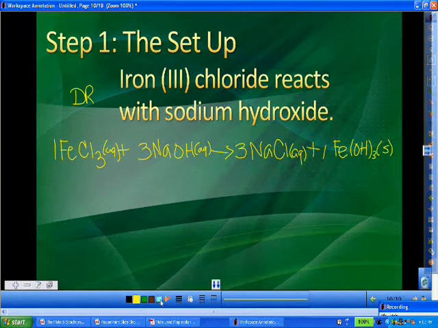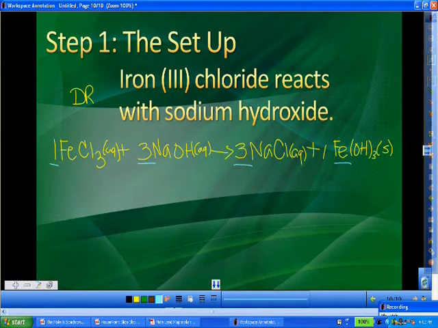We can look at our coefficients and see a few things. Remember, the coefficient represents the number of moles. And so we have 1 mole of iron 3 chloride reacting with 3 moles of sodium hydroxide to produce 3 moles of sodium chloride and 1 mole of iron 3 hydroxide.